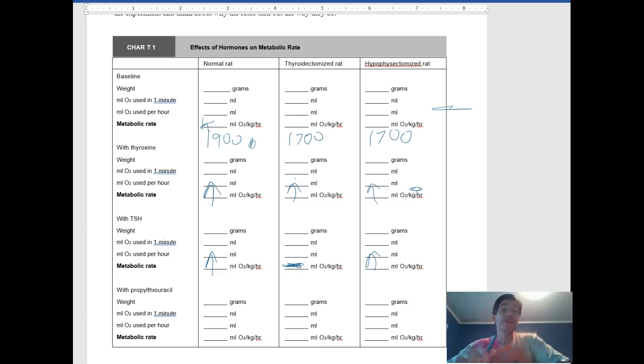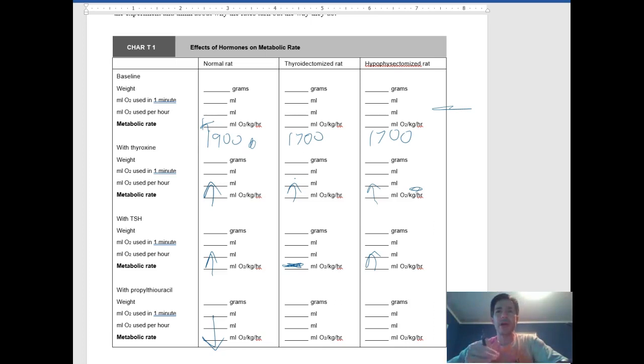Then you were supposed to look up what propylthiouracil does. I don't know if you all did or not, but it is an anti-thyroid medication. It prevents the synthesis of thyroid hormone. So it doesn't block its action, it actually blocks its synthesis right at the root. So if you take a normal rat and you hit it with PTU, now we should see a reduction, because you are inhibiting this normal rat's ability to make thyroid hormone. Its thyroid hormone levels will go down, its metabolism will go down.